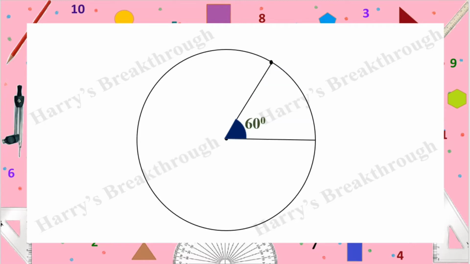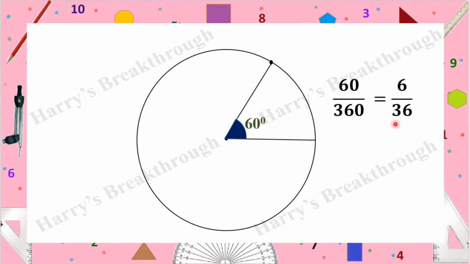So how can we represent this in fractions? We know that the total angle is 360 degrees. So this angle is 60 degrees of 360 degrees. So we can write this as 60 by 360. And if we divide 60 by 10, we will get 6, and 360 by 10, we will get 36. So now we got 6 by 36.